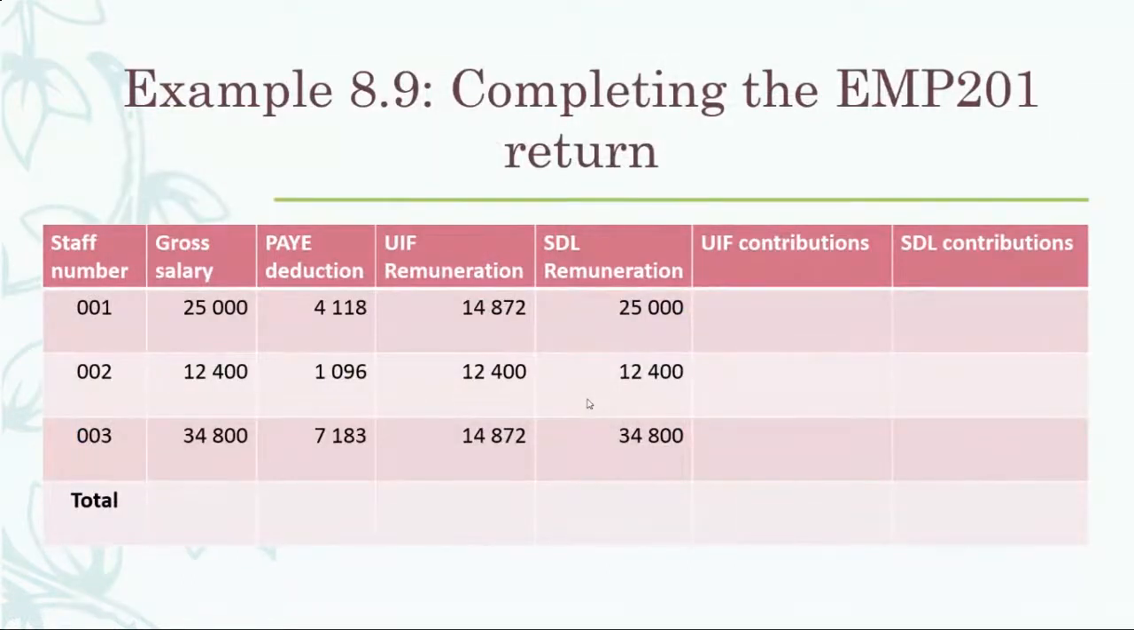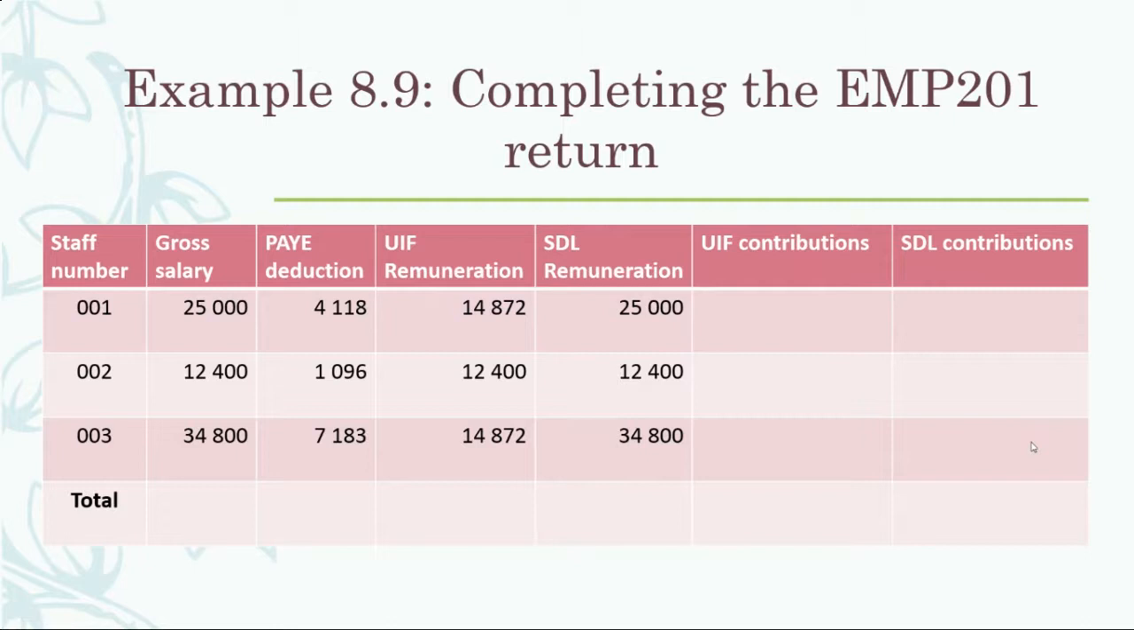So if we take an example now of how you would complete the EMP 201 return, I've given you 3 staff employee numbers. Their gross salary is 25,000, 12,400, 34,800. I've given you the pay-as-you-earn deduction, but instead of the UIF contribution and SDL contribution, I've given you the remuneration amount. So you first have to calculate what is the UIF contribution, what is the SDL contribution before you would be able to complete the EMP 201 return.